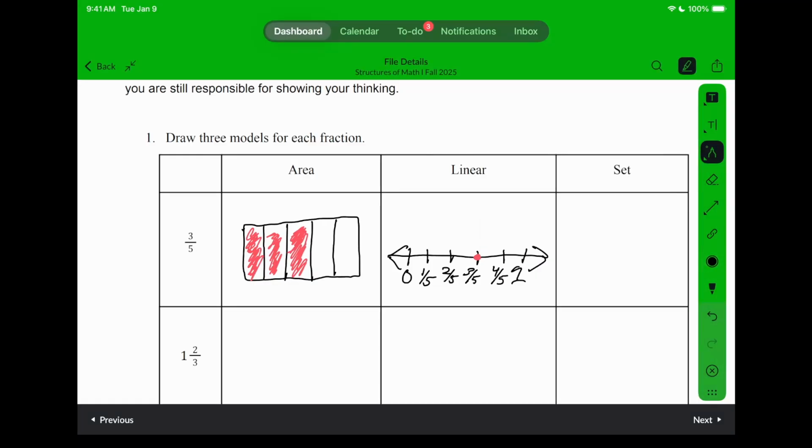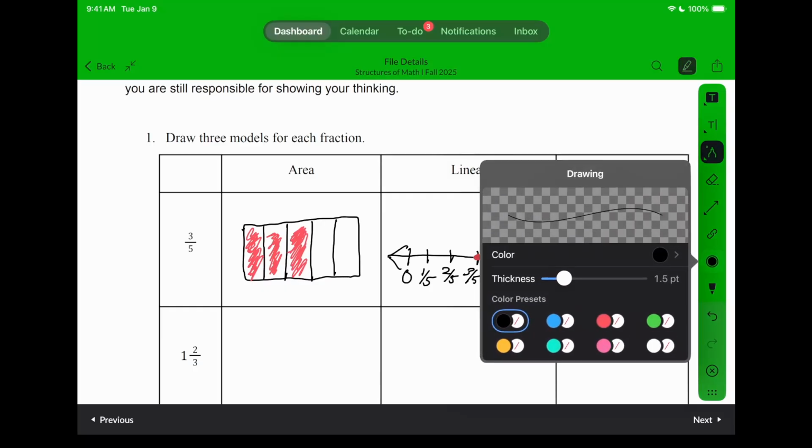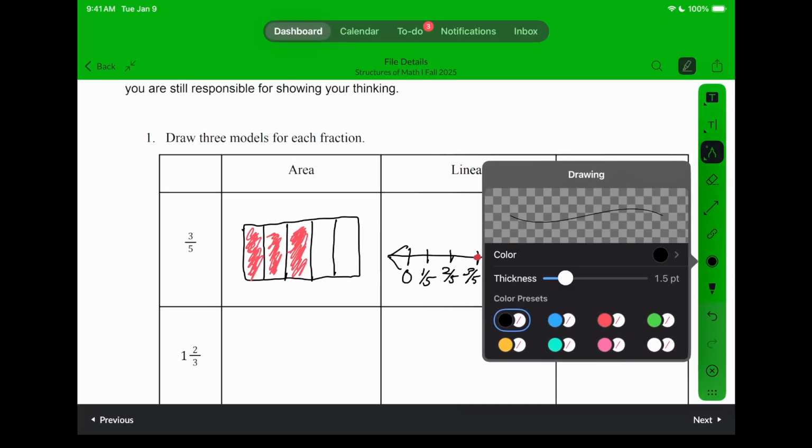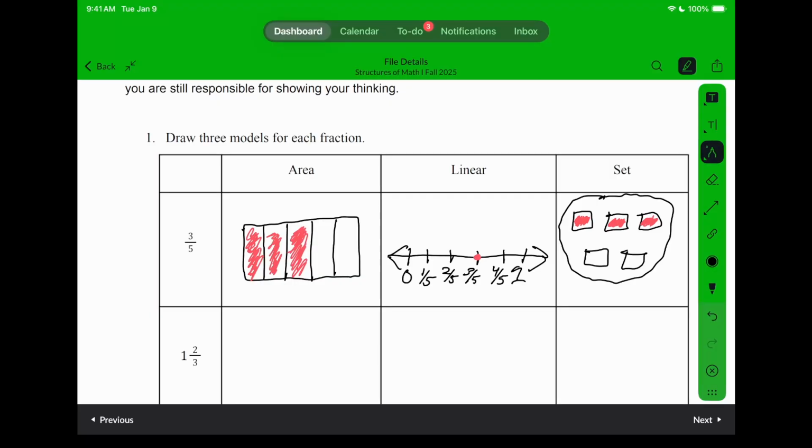So for this one, I'm just going to draw these little boxes. And then I'm going to draw a circle around it so it shows that it's one set. And then from here, I'm going to take my color and highlight or mark 3 of them, because that's 3 out of the 5 in the set. So I just highlighted 3 of them to show 3/5. Okay.